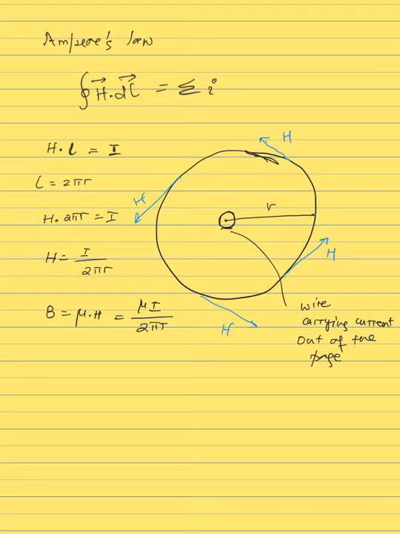So B equals mu I over 2 pi r, where r is the radius of the circle which is made by the magnetic field lines. Now that was the case of a simple wire carrying current. Now let's assume the case of a coil. So let's say here we have a coil.